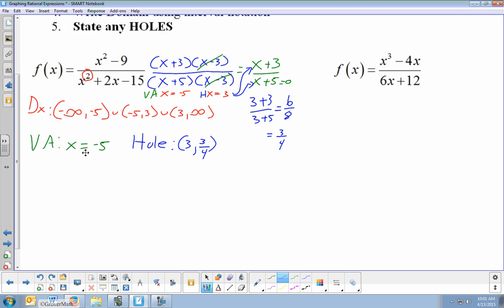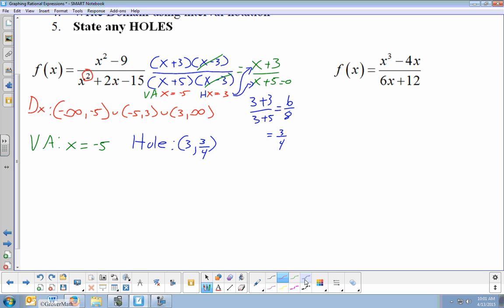We're used to that. The term that did cross out, that's still a restriction on the domain, but that value, which becomes x equals 3, is the x value of the hole. And you get the y value of the hole by plugging that 3 into the terms that did not cross out. That's why we like to rewrite it after we cross out. So what was left after crossing out was x plus 3 over x plus 5. Plugging in our hole x value 3 got us the 3/4. And that is how we do these problems.